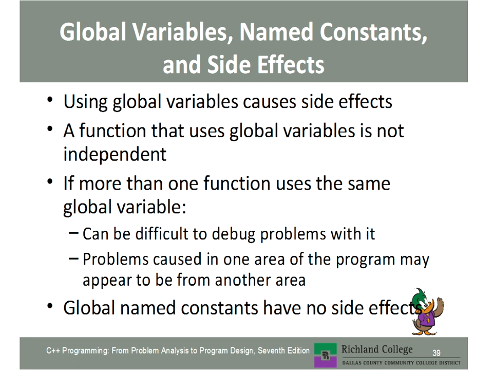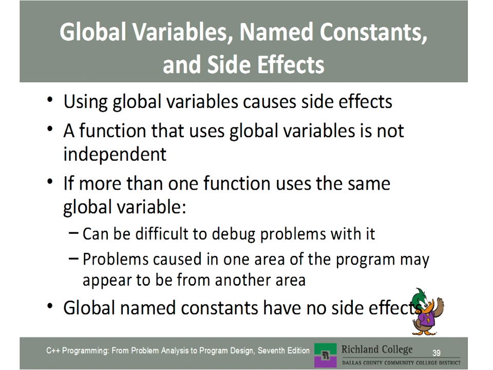Now, using global variables causes side effects. A function that uses global variables is not independent. If more than one function uses the same global variable, it can be difficult to debug problems with it, because you don't know which function makes changes to that variable, because it's global and everybody can see it. So problems caused in one area of the program may appear to be from another area.